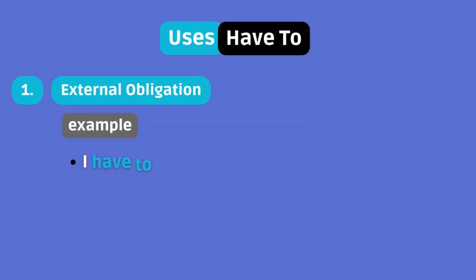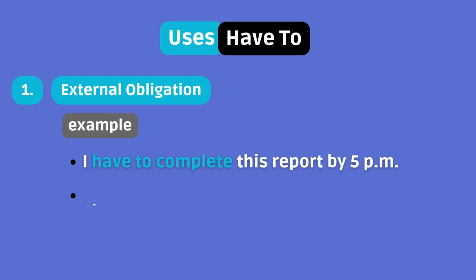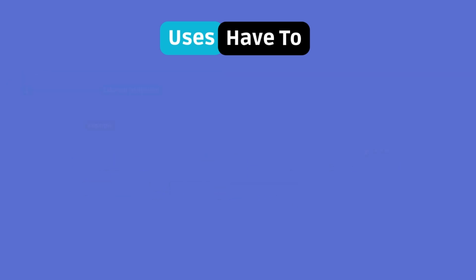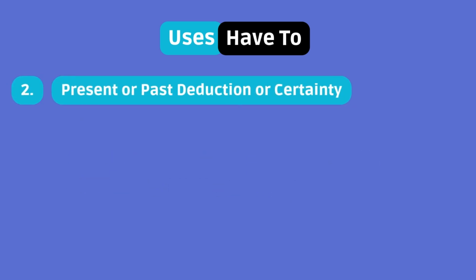Example, I have to complete this report by 5 p.m. My boss has set this obligation. She has to wear a uniform. External conditions make this mandatory. Present or past deduction or certainty.